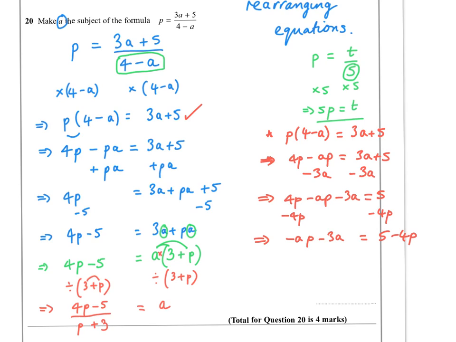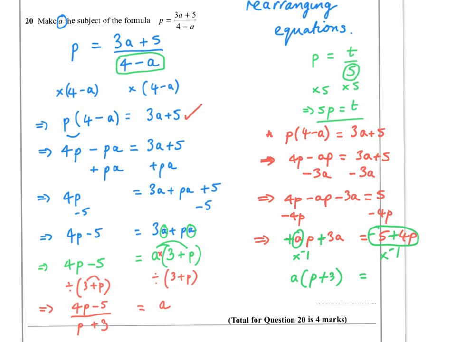And then you can do a nice thing here. You can times everything through by -1. And that would give you a plus here, a plus here, a minus here, and a plus here. That's fine to do. I use that a lot with simultaneous equations. And then you can factor the a out, and you'd have a lots of p plus 3 equals.